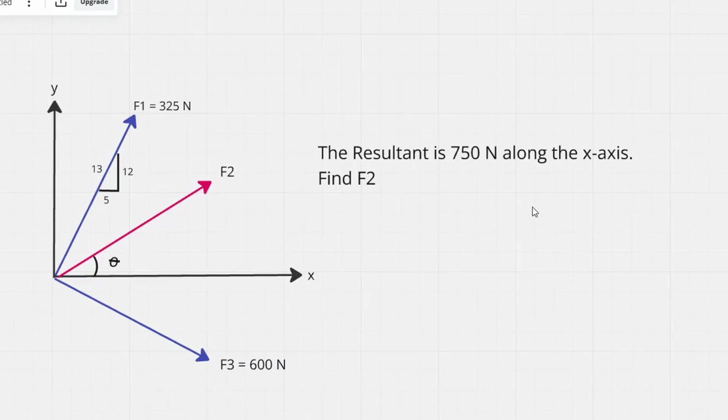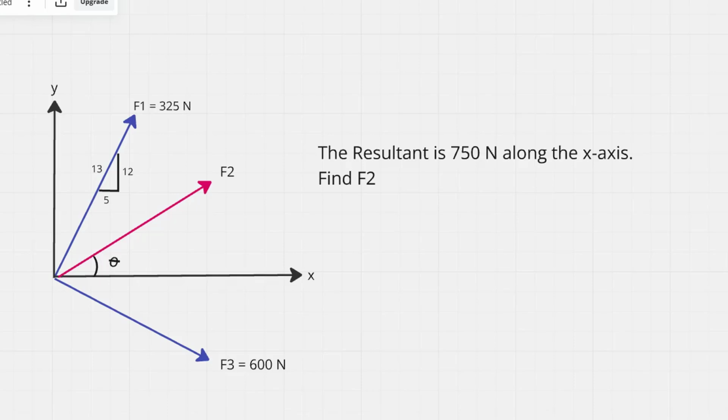And today I want to talk about how to deal with resulting forces when it comes to some of these statics problems. So here, let's just look at here. We have a problem, and we have our XY graph. We have F1 and F2, and we're trying to find... It says the resultant is 750 newtons along the x-axis. Find F2. So this is a little bit of a different problem.